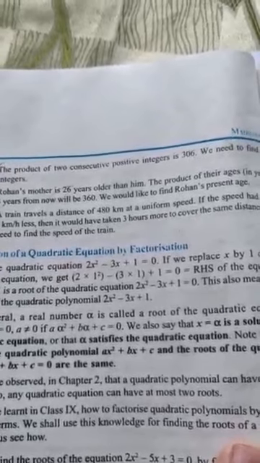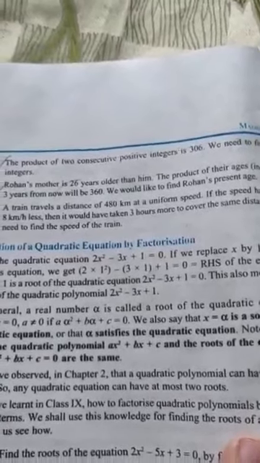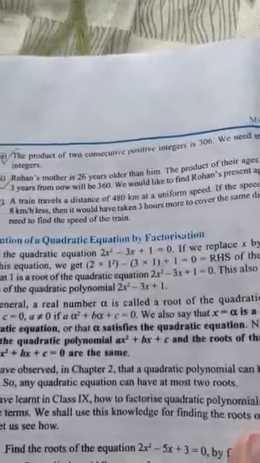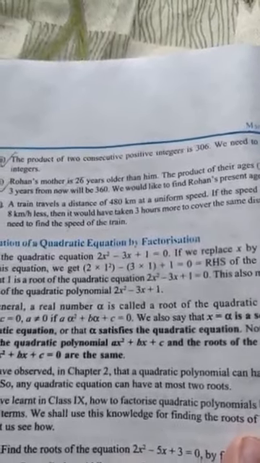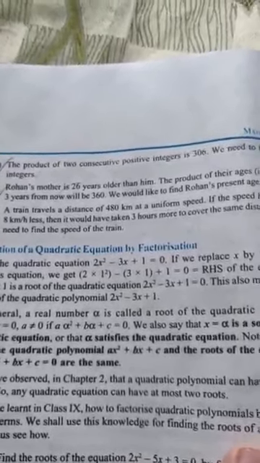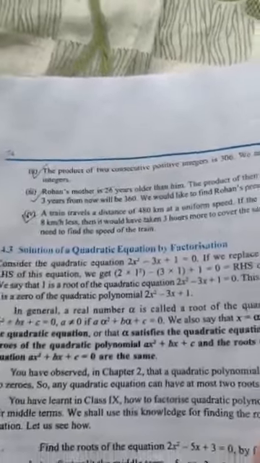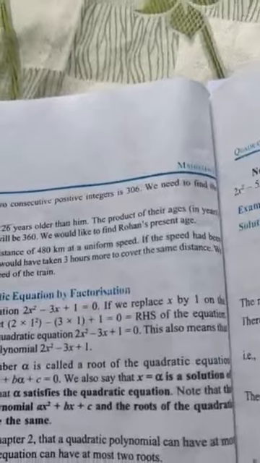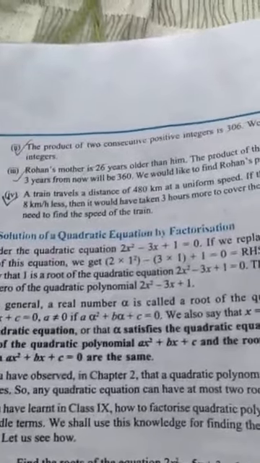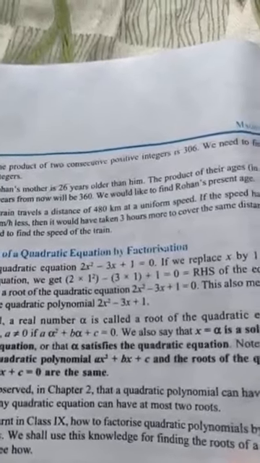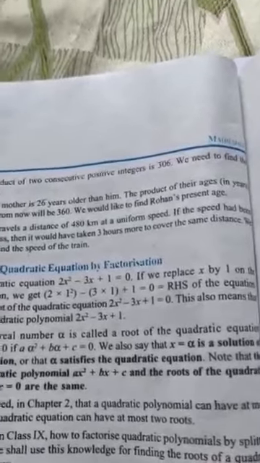Rohan's mother is 26 years older than him. So who is older than whom from this part? Rohan's mother is 26 years older than him. Yes, so Rohan's mother is 26 years older than Rohan. The product of their ages in years, 3 years from now, will be 360. What we would like to find is Rohan's present age.